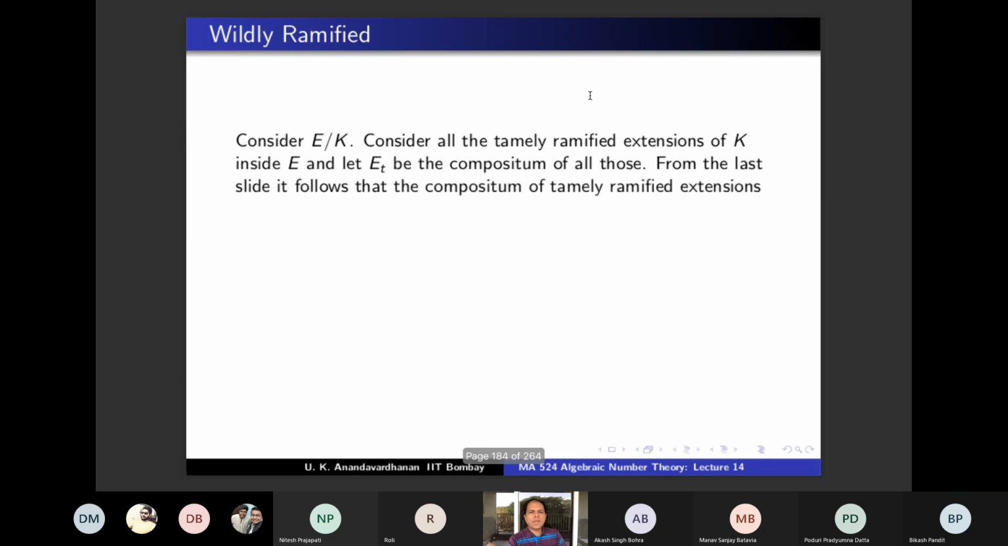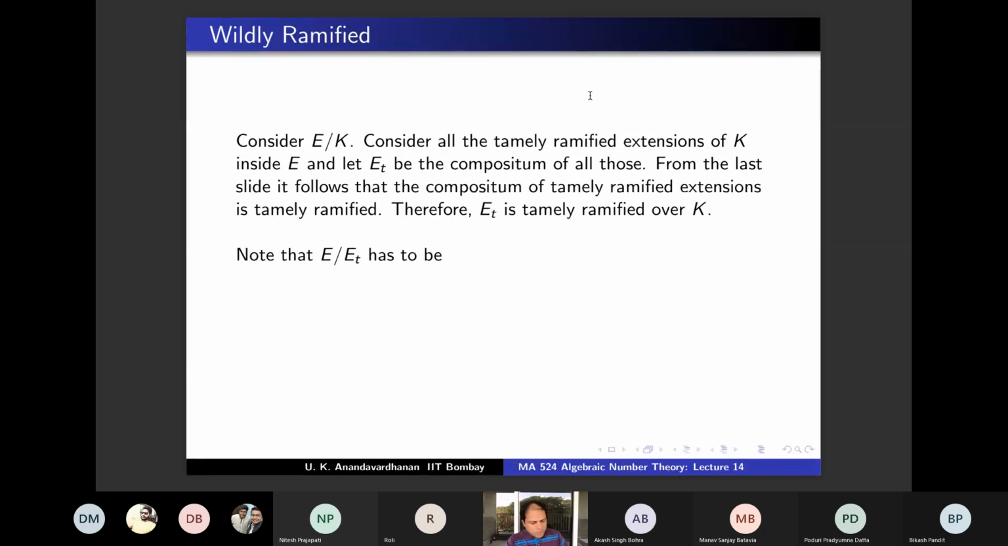So from the last slide, it follows that E_T is tamely ramified. Compositum of tamely ramified is tamely ramified. So E_T over K is tamely ramified. What do you think about E over E_T? E over E_U is totally ramified. Therefore, E over E_T also has to be totally ramified because E_T contains E_U. Right? Unramified is in particular tamely ramified. So E_U is contained in E_T. So E over E_T is of course totally ramified, obvious. But we are going to say something more. We are going to say that E over E_T is, this is the name in the title, wildly ramified.